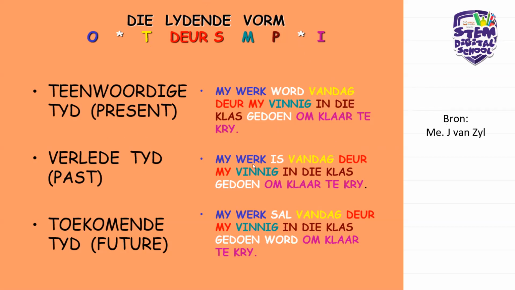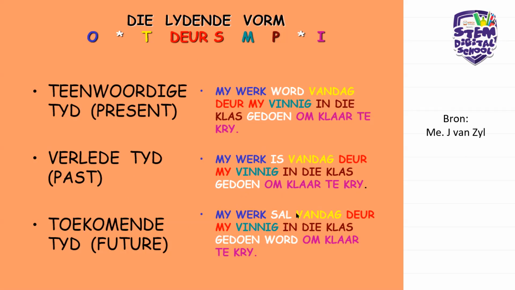In the past tense, we use the word is, duur, and then the G in front of the verb. Let's look. My werk, object. Then the verb is, vandag, the time. Duur, the second word with my, the subject. Vinnig, the manner. In die klas, referring to the place. And then gedoen, the GE in front of the main verb. And then the infinitive, om klaar te kry.